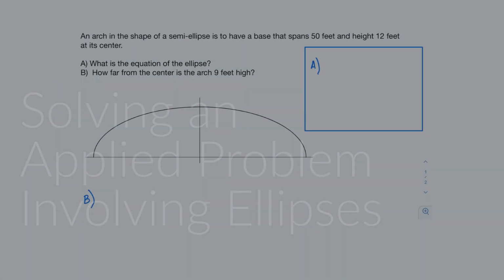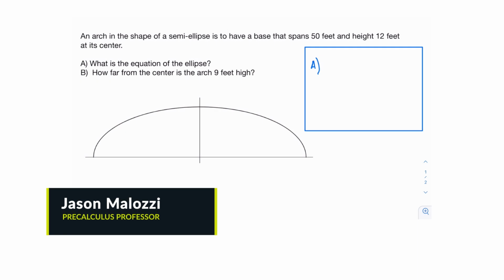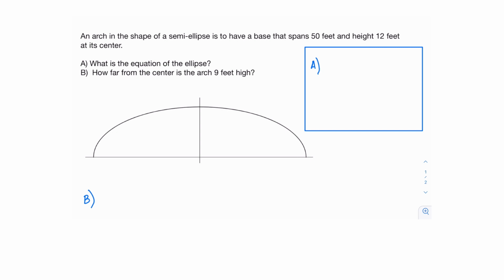Hello there, welcome back. What we're going to do in this video is take an arch in the shape of a semi-ellipse. That is to have a base that spans 50 feet and a height of 12 feet at its center. We're going to write the equation of this ellipse, and then we're going to figure out how far from the center the arch is 9 feet high off of the ground.